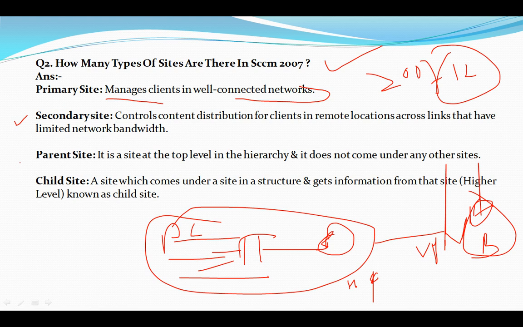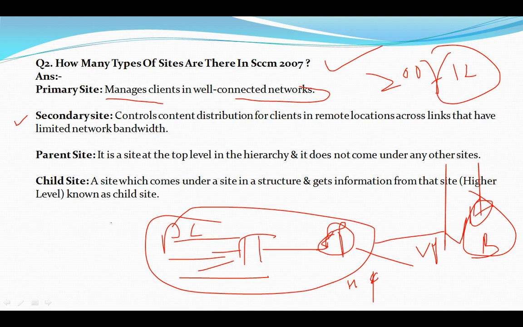Similarly, the third site is the parent site. It is a site at the top level in the hierarchy, and it does not come under any other site. So it will come on top, above your primary site. Wherever you configure a primary site, this parent site will not come under any other site like a secondary site or child site. Simple thing. And guys, we have one more, the child site: a site which comes under another site in a structure and gets information from that higher level site is known as a child site.